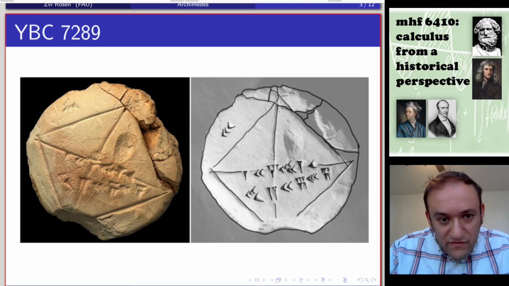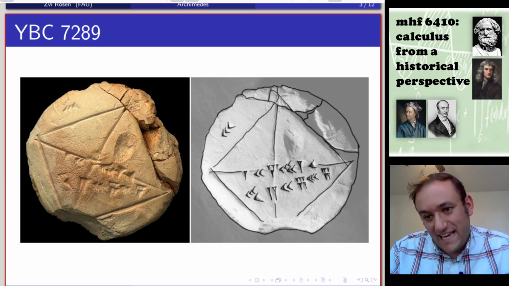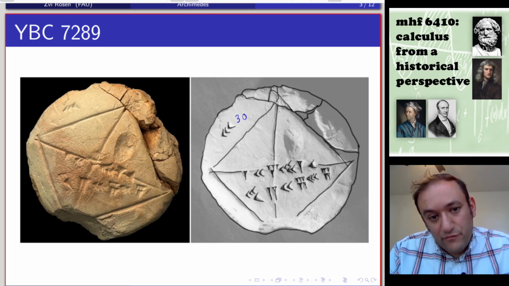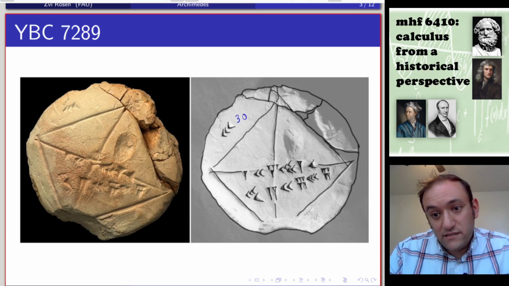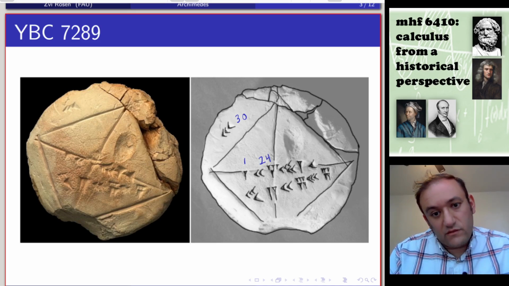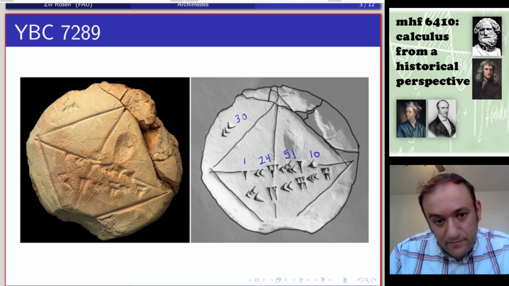And we can interpret each of these sideways wedges as tens. So this number would be represented as 30, whereas the vertical wedges are 1. Okay, so this would be 1. This would be, so 2 tens and 4 would be 24. This is 5 tens and 1, so that's 51. And then we have 1 ten, so that gives us 10.